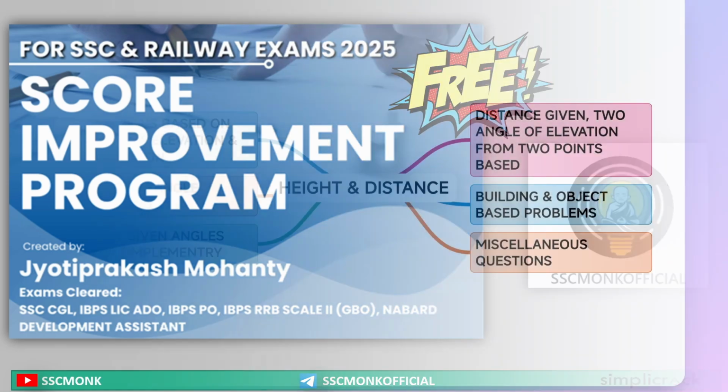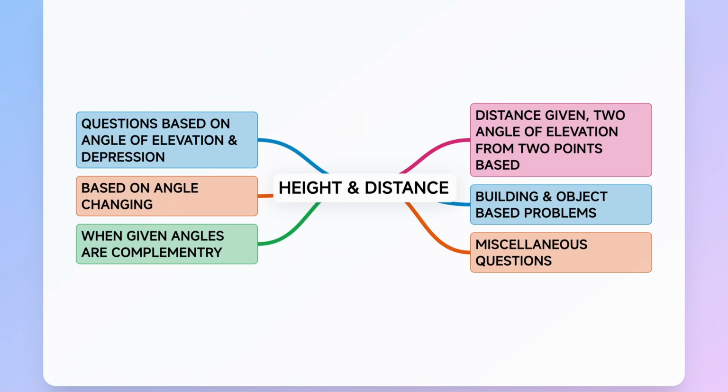So let's move. Basically in height and distance, we'll be covering all these types. First type: questions based on angle of elevation and depression, based on angle changing methodologies, when given angles are complementary in nature, distance given to angle of elevation from 2 points based, building and object based problems, and miscellaneous questions. Before I start, I will give you a head start.